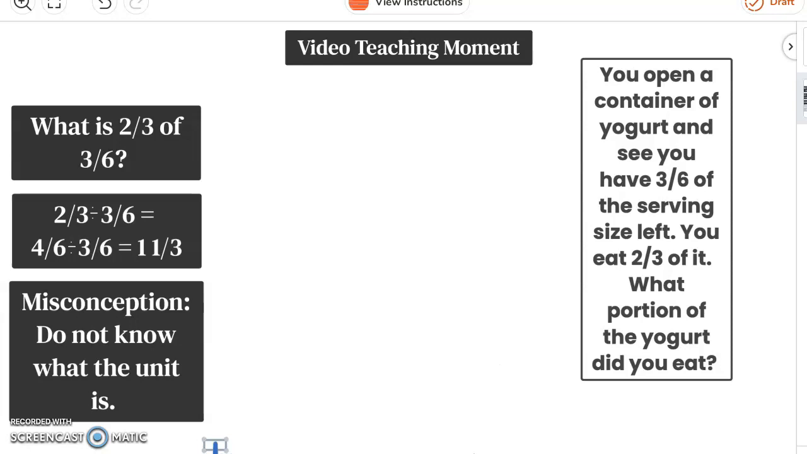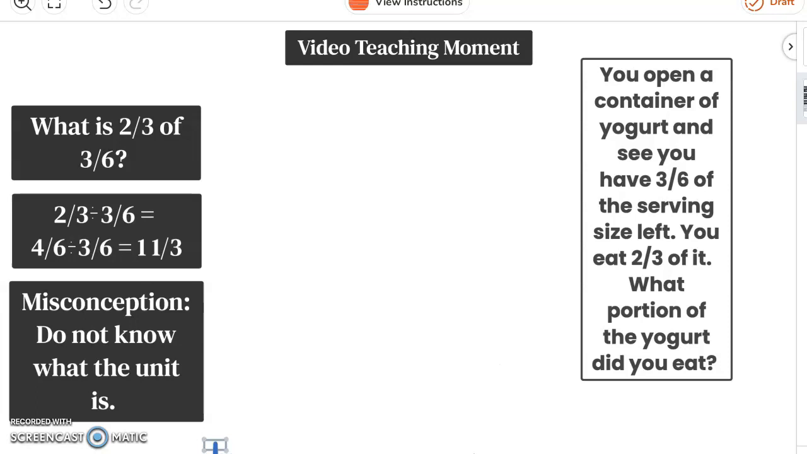I got the problem, what is 2/3 of 3/6? Right underneath that you can see that my student divided 2/3 by 3/6, which is not what the question was asking. They did divide it correctly and they got the right answer, it's just not what the question was asking for.